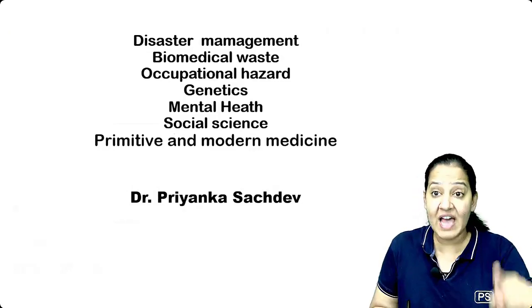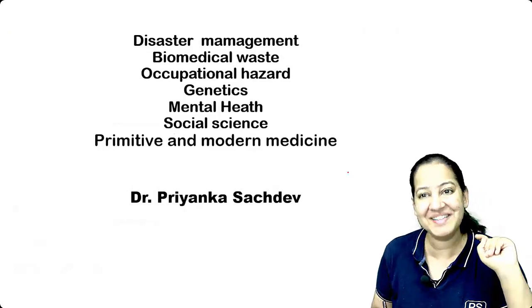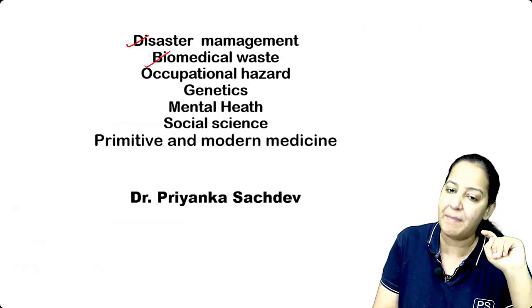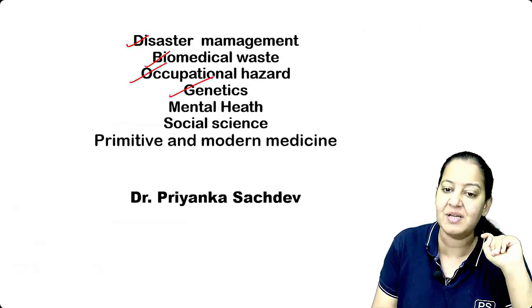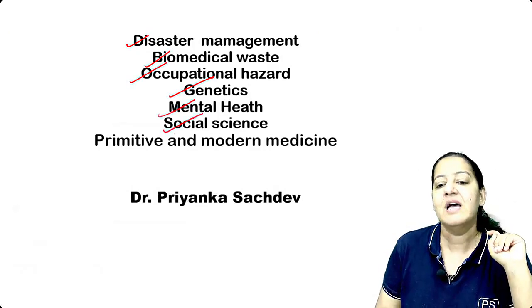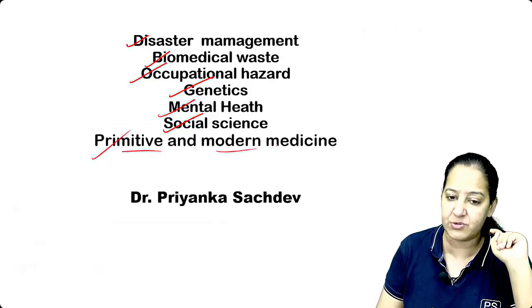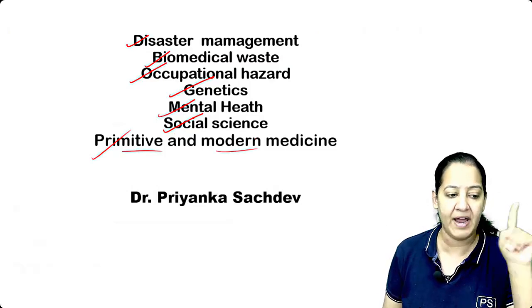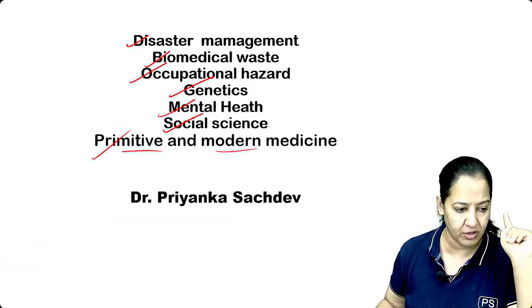So these are the 7 chapters I am going to take one by one. I will start with disaster management, followed by biochemical waste management, then occupational hazard, then genetics, then mental health, then social science, and finally the history, primitive and modern medicine. These are very small chapters, so one by one, we are going to cover them.